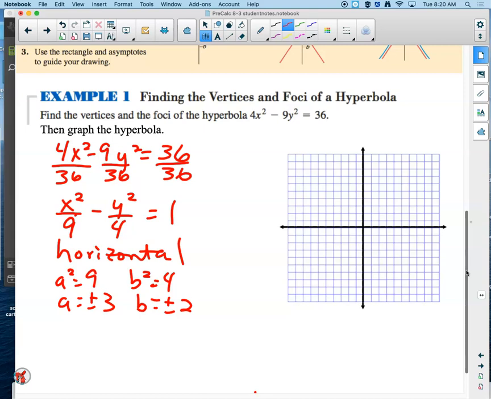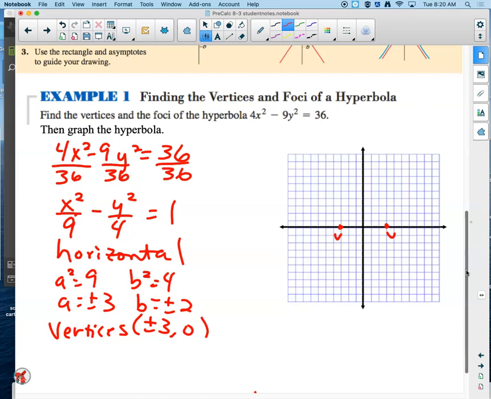So this one doesn't have an h and k. It's centered at 0, 0. We're going to go right and left because it's horizontal, 3 units. I'm just going to put a little V there for vertices. Now it did say find the vertices, so we might as well take a second and write those down at plus or minus 3, 0.